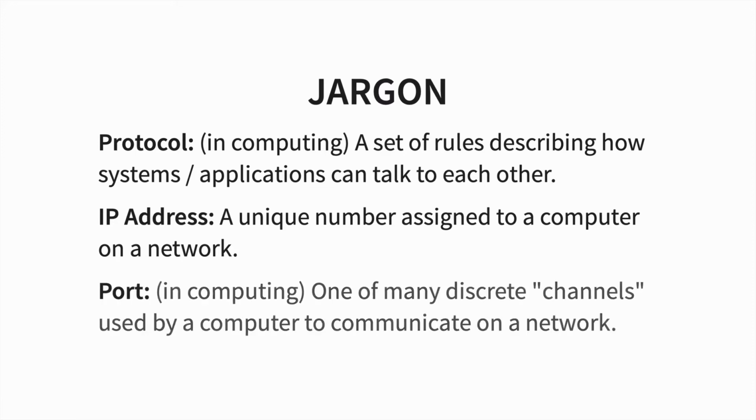A port. This is one of many discrete channels, quote-unquote channels, used by a computer to communicate on a network. So for one IP address, you can have upwards of 65,000 separate channels to communicate in the form of ports on your computer. Pretty crazy, eh? We're going to get into a little bit of that in just a second here.